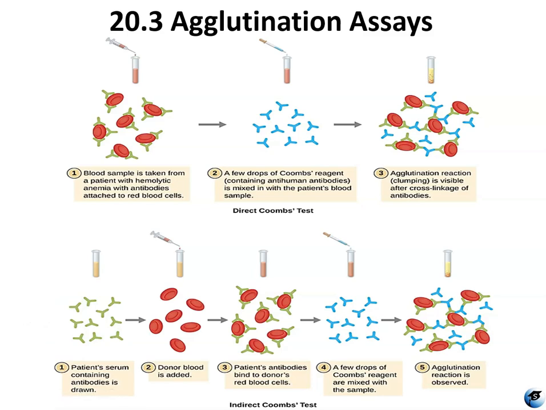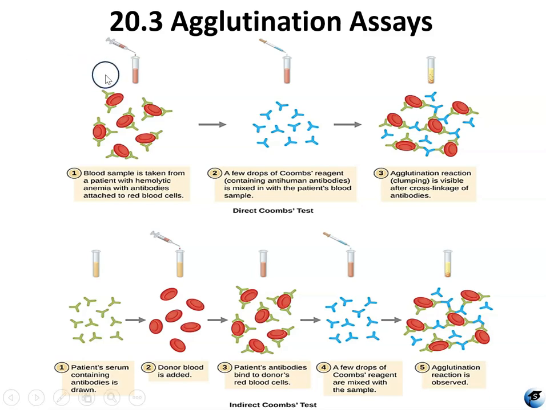So you have patient serum that has antibodies. Then you have donor blood that's added, so that's from a different individual. And the patient antibodies bind to the donor's red blood cells because it's recognized as a foreign body. And then you add Coombs reagent, and then agglutination is observed.